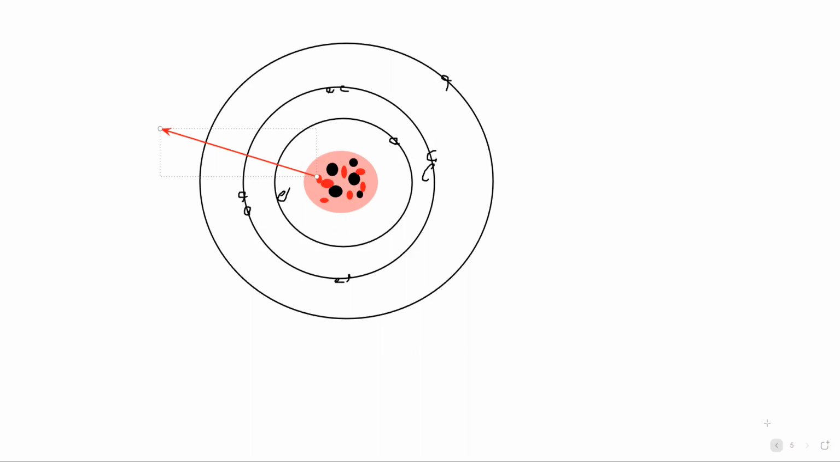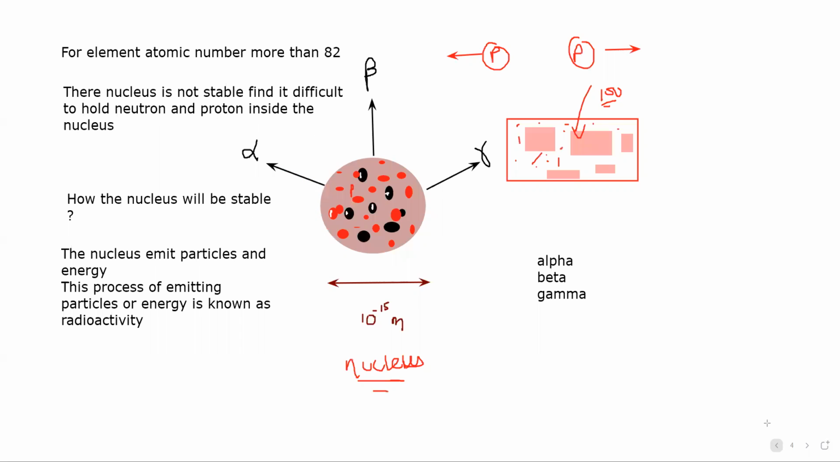When will it stop emitting radiation? When the atomic number is 82. Because the elements which have an atomic number more than 82 are radioactive, meaning their nucleus is not stable. It starts to emit particles, alpha, beta, and gamma, and we call this process radioactivity. Once it reaches atomic number 82, 82 is the atomic number for lead.